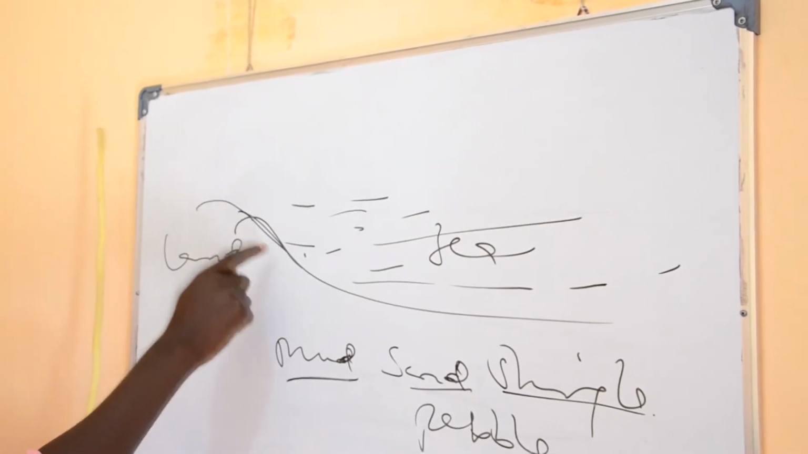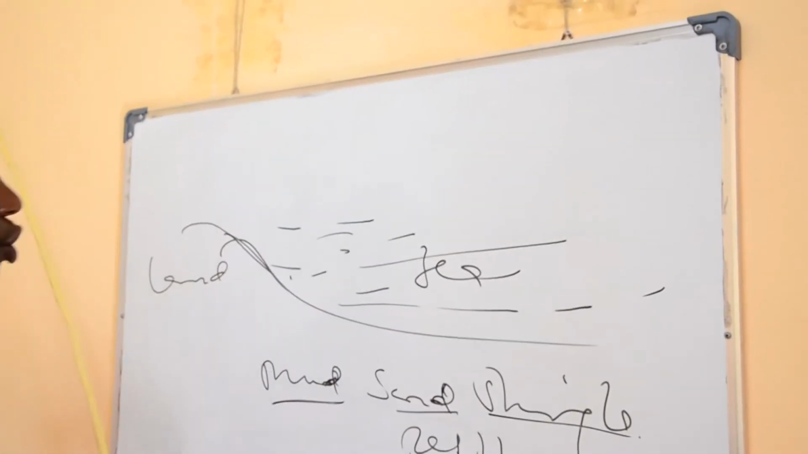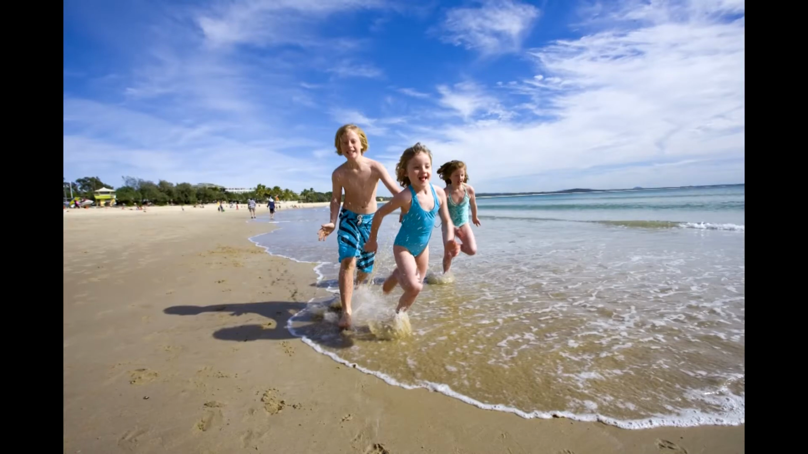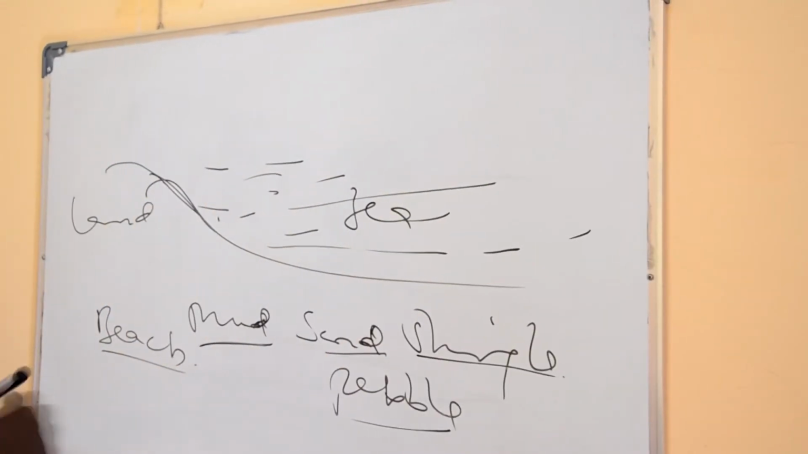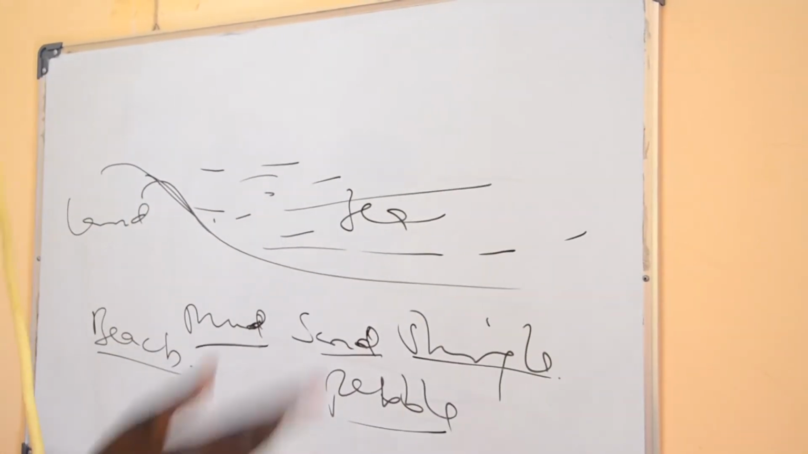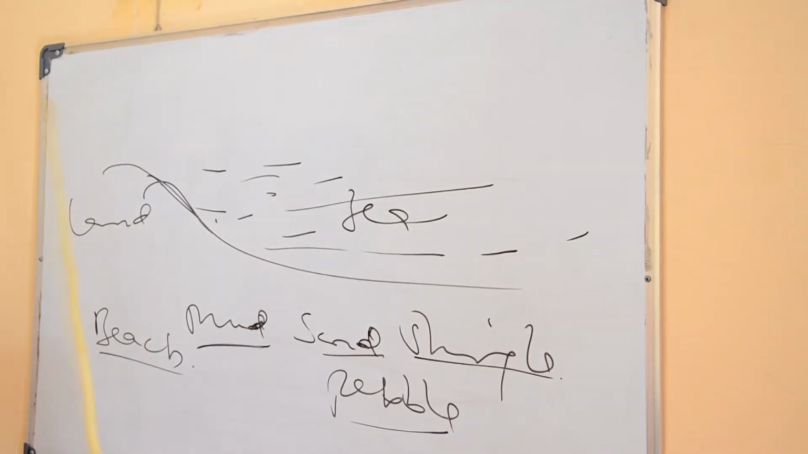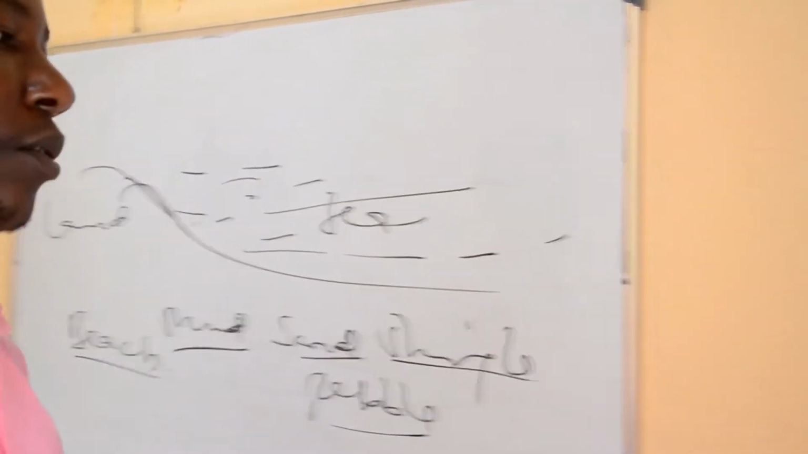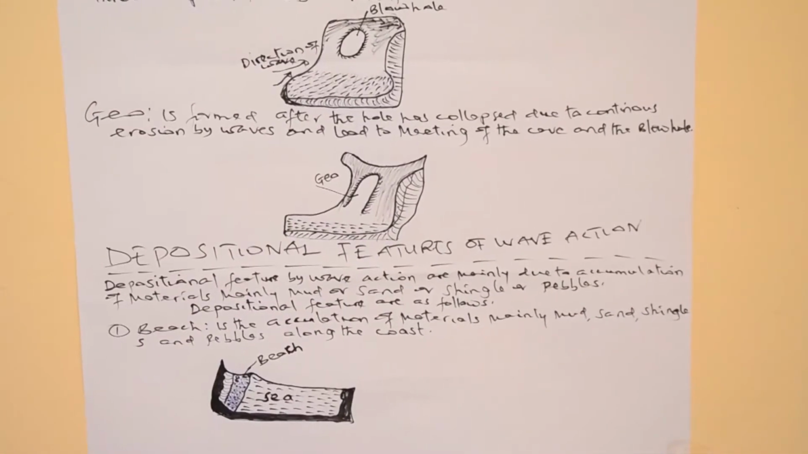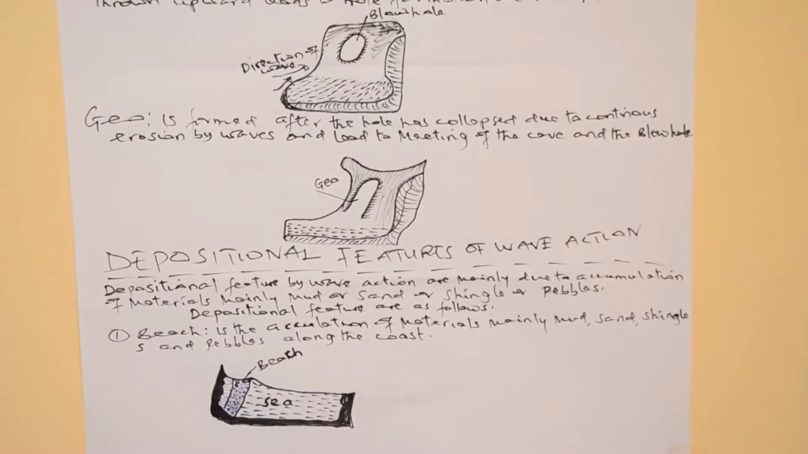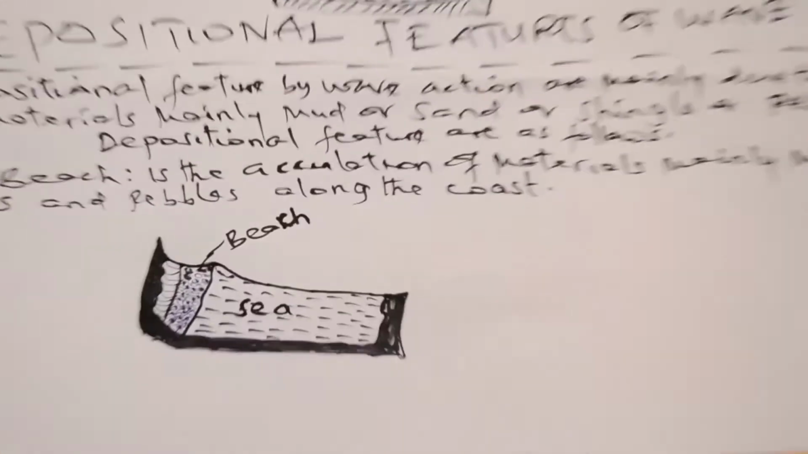Therefore, depositional features are shown as follows. The first one is the beach. Even yourself, you have heard the meaning of beach. Beach is the accumulation of materials, mainly mud, sand, shingle, or pebbles along the coast. Therefore, beach is the deposition or accumulation of different materials along the ocean.